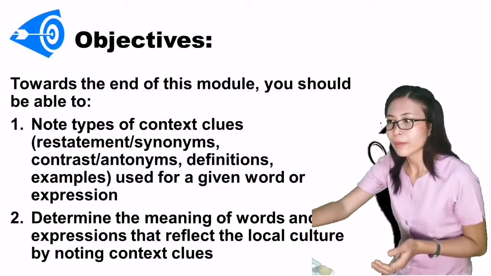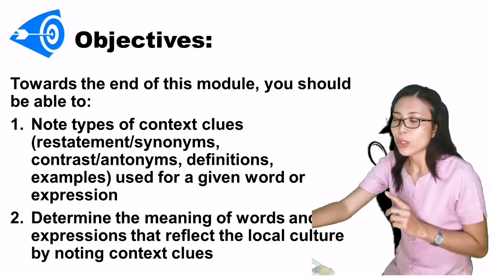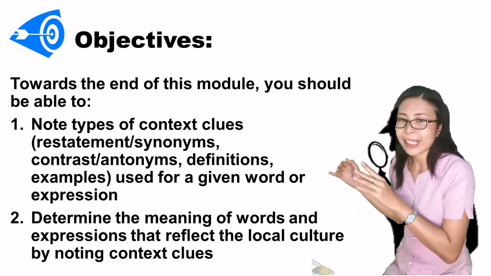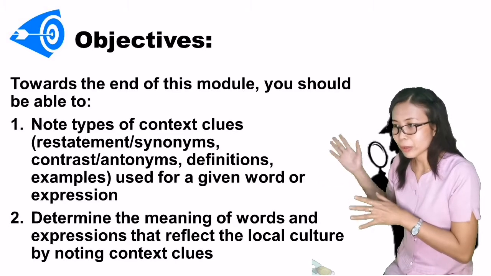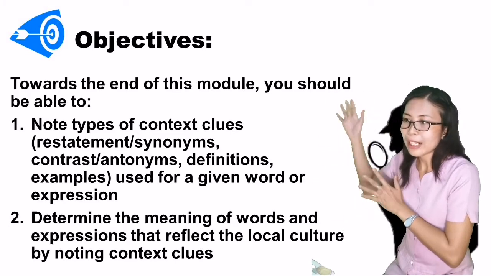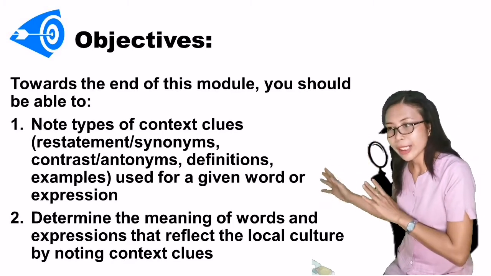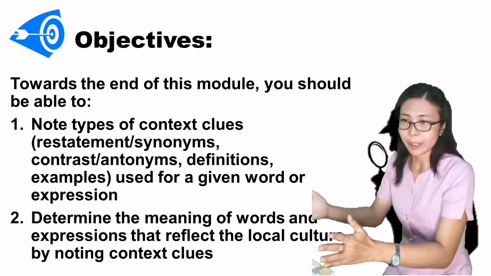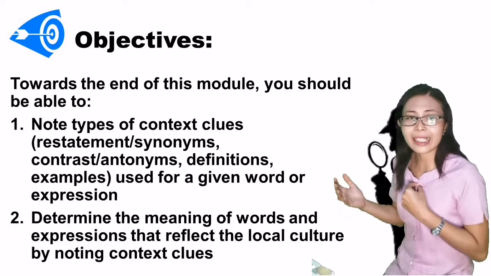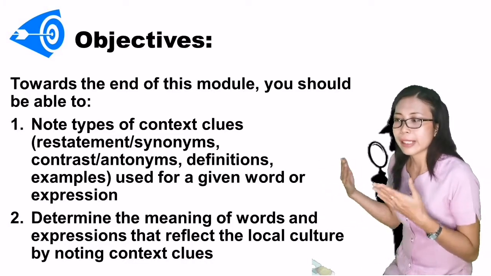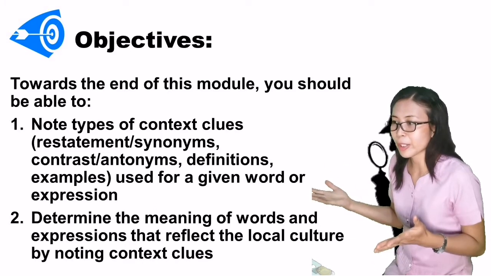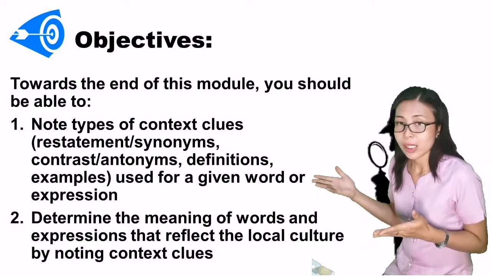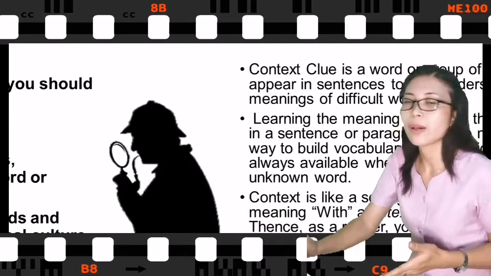So for this afternoon, towards the end of this module, you should be able to first note types of context clues such as restatement or synonyms, contrast or antonym, definitions, examples, etc. used for a given word or expression. And the second objective is you're going to determine the meaning of words and expressions that reflect local culture by noting context clues. First and foremost, what is a context clue?